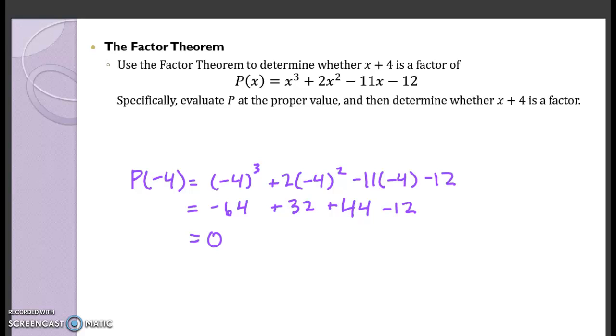So we could do either synthetic division and then get a remainder out, and if the remainder is 0, then we know p of negative 4 is 0, or we could plug it in like we've done in the past. Either way is going to tell us that it's a factor. If we get anything other than 0, it is not a factor.